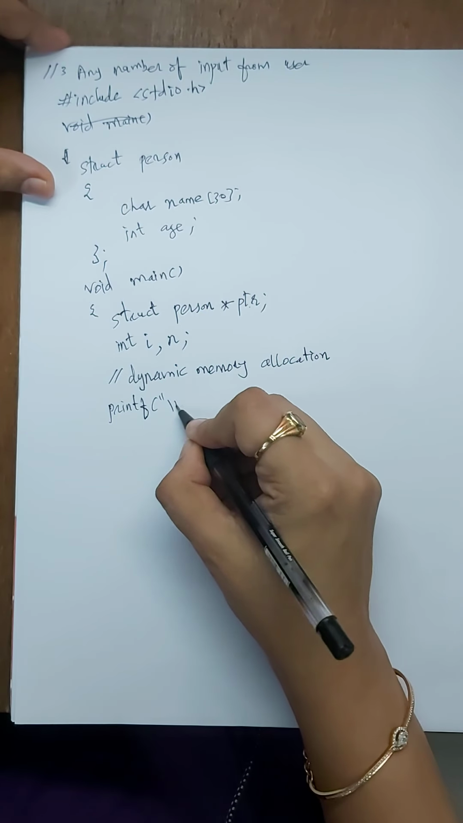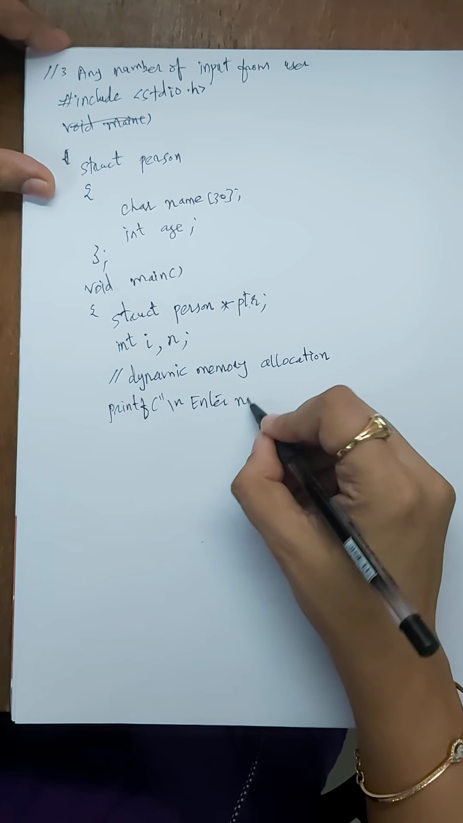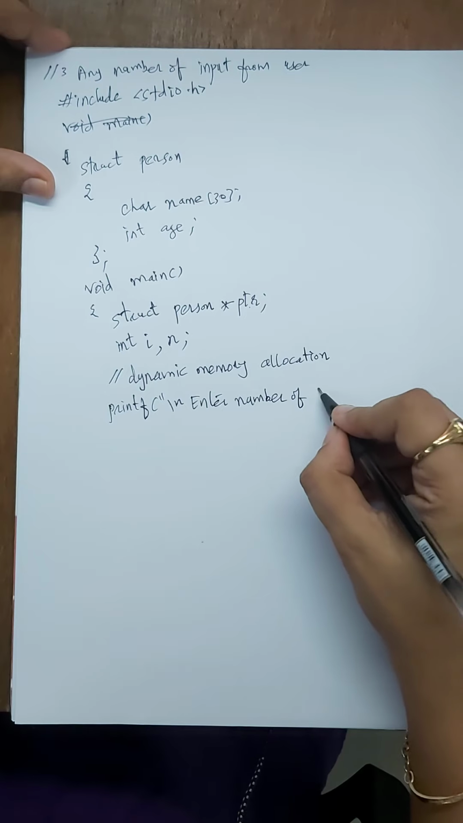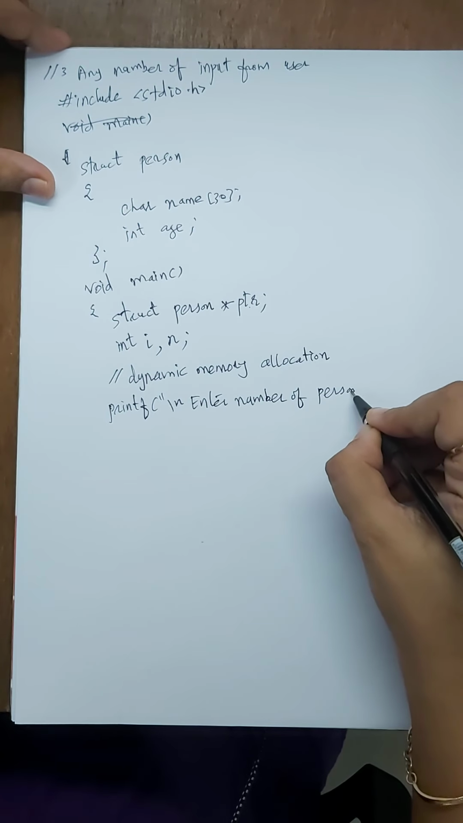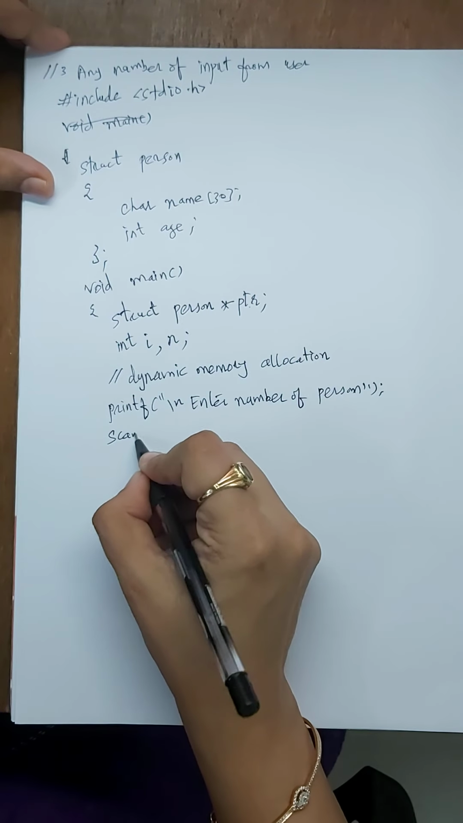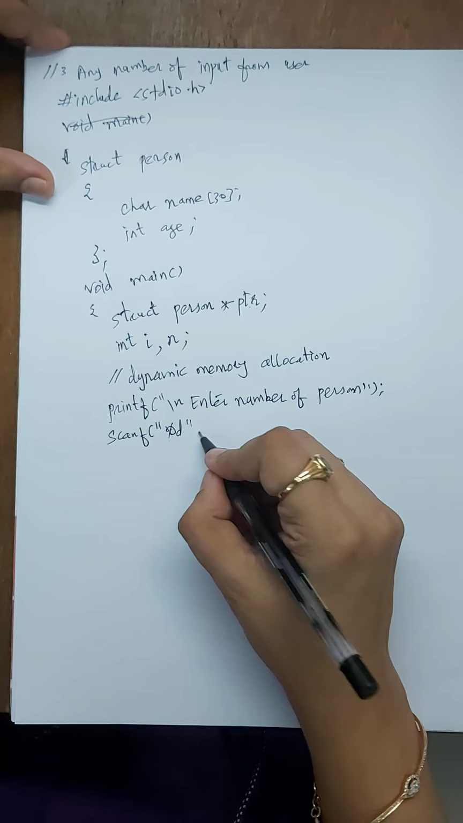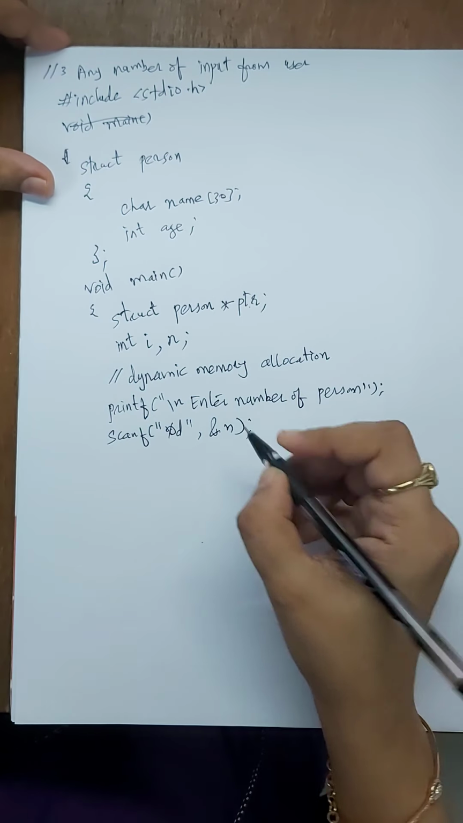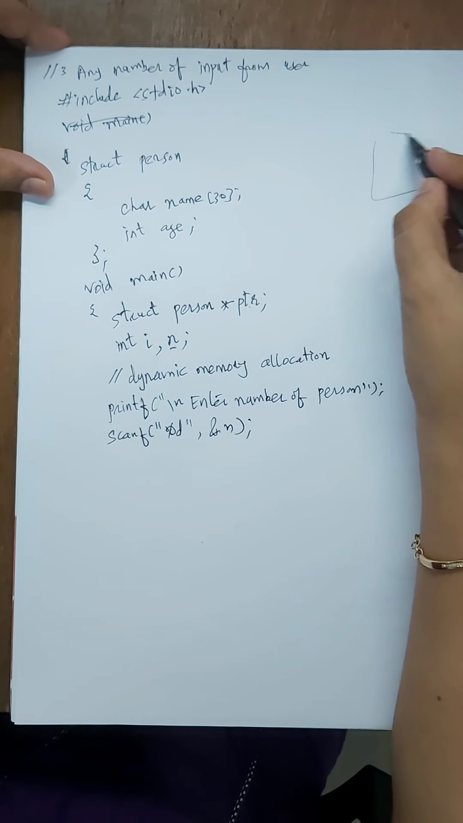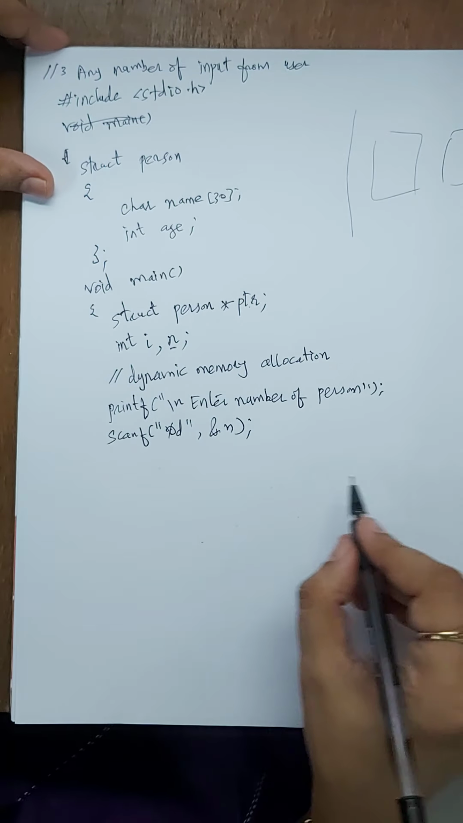So first we'll ask the user how many persons are there. So new line, enter number of persons. So how many persons are there? We'll read it: scanf percentage d, ampersand n. So this n we have used. If n is 2, then there are 2 structures. If n is 10, then there will be 10 structures likewise.